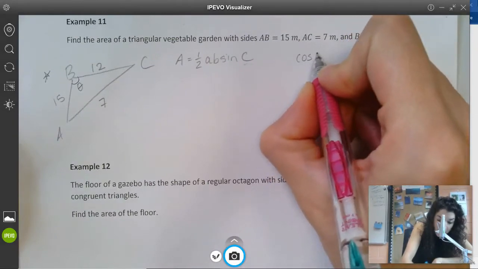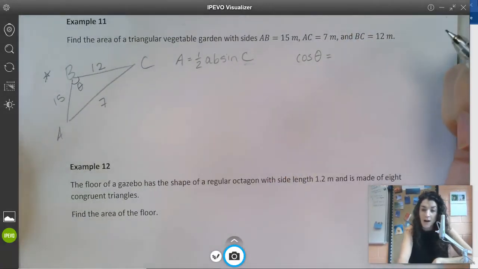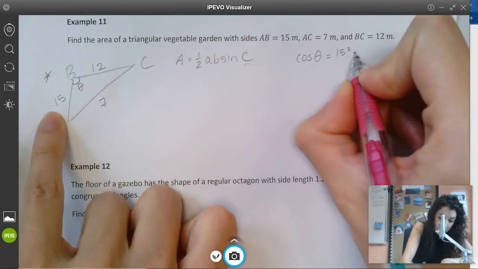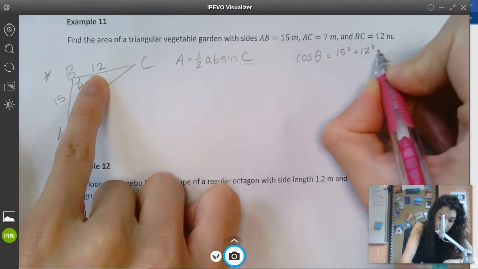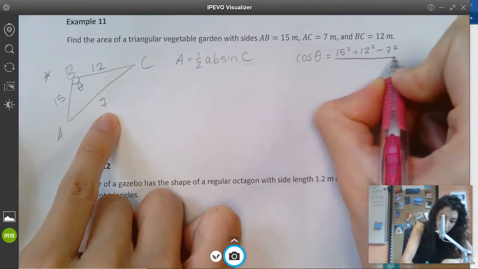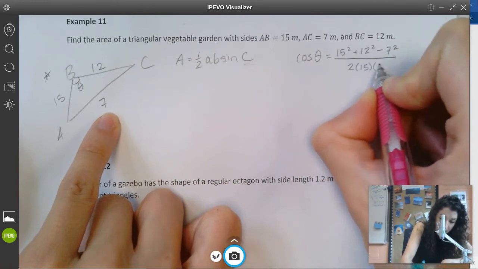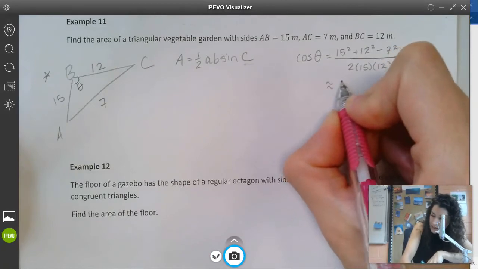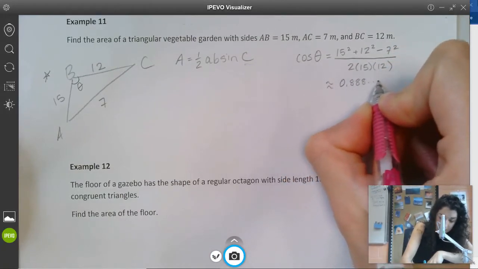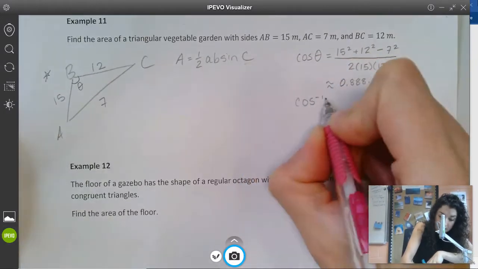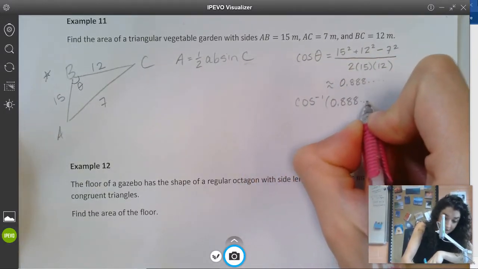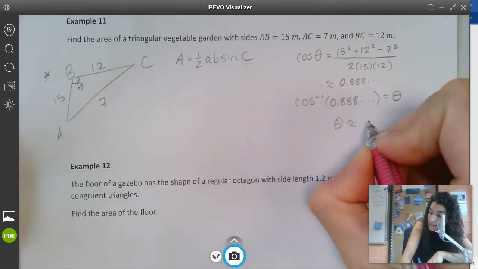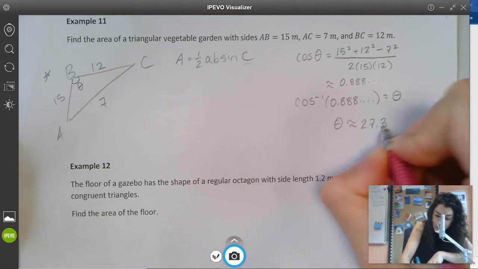Your formula for solving for angles is the cosine formula, the law of cosines, just isolated for cosine, and it's equal to a squared plus b squared minus c squared all over 2 times a times b. You get that that is 0.8 repeating. So when you use your inverse of that exact value, make sure not to use rounded values. We get that theta is approximately 27.3.